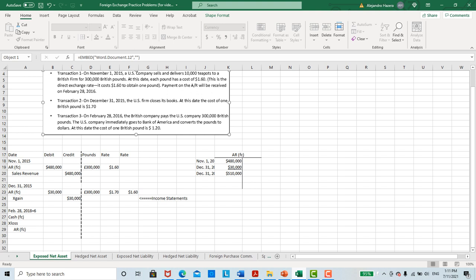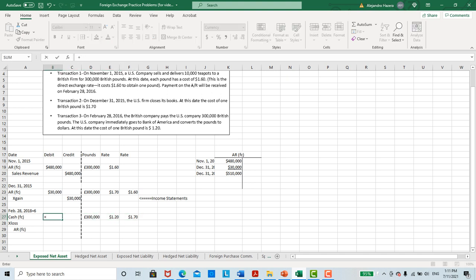Okay, so let's do this. We've got 300,000 British pounds. I'll just do this. See if we can put this down here. And our latest rate is $1.20. You have to use the latest rate and compare it to the current rate, which is $1.20, to the latest rate that you adjusted to, which is $1.70. And you can see there's a 50 cent per pound loss in there.